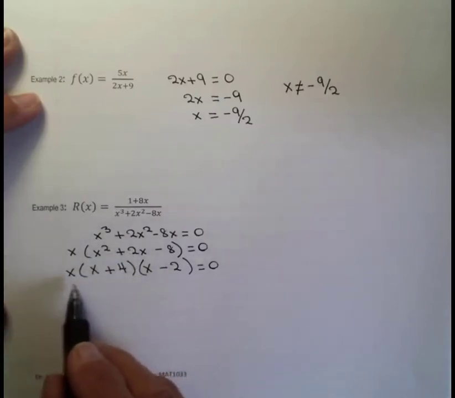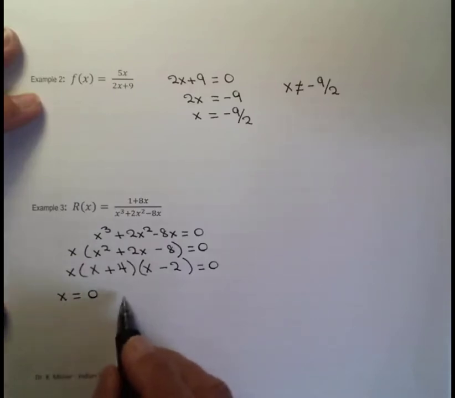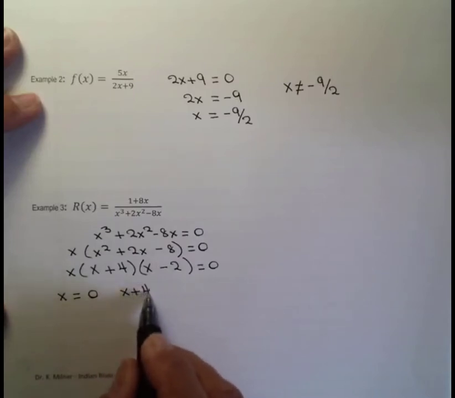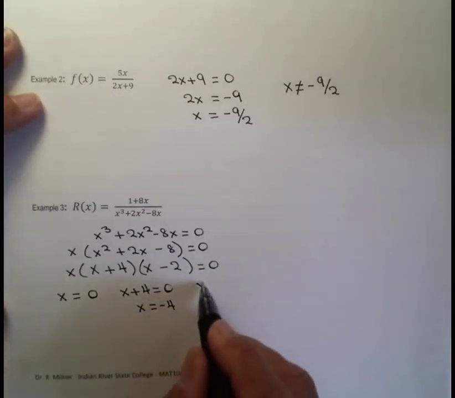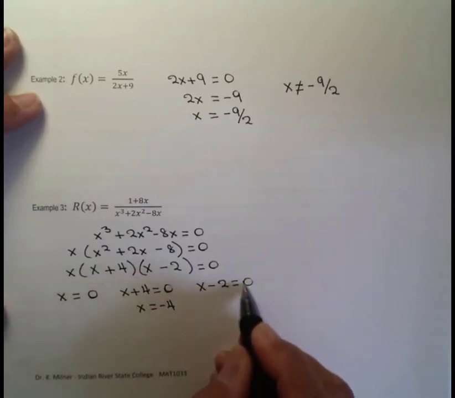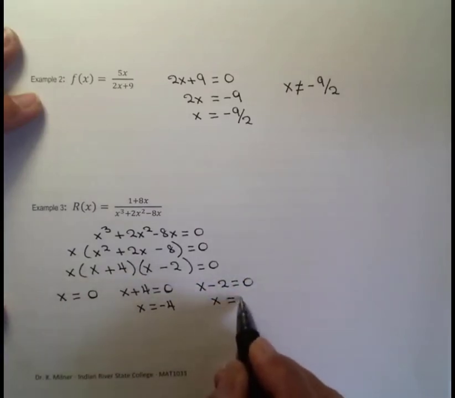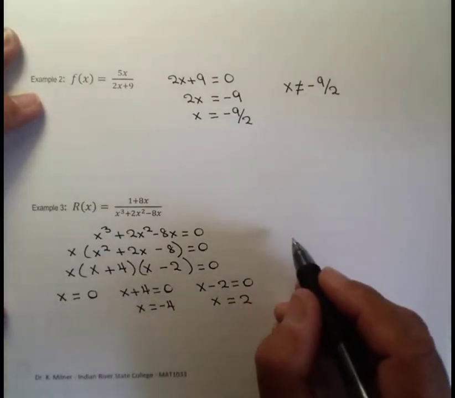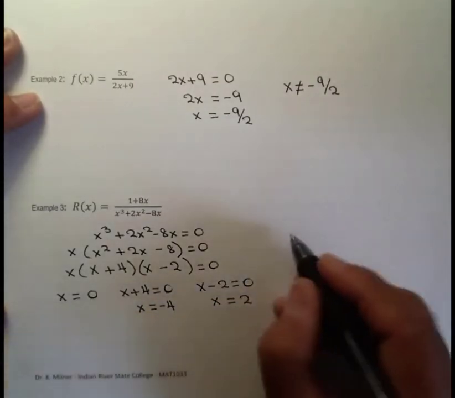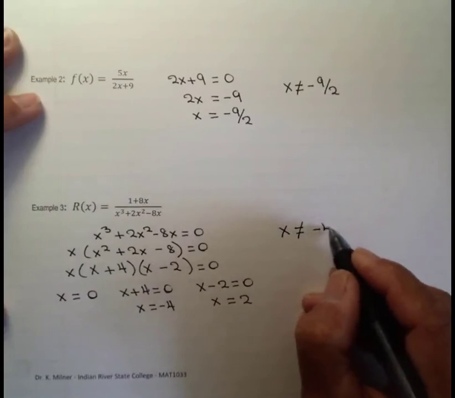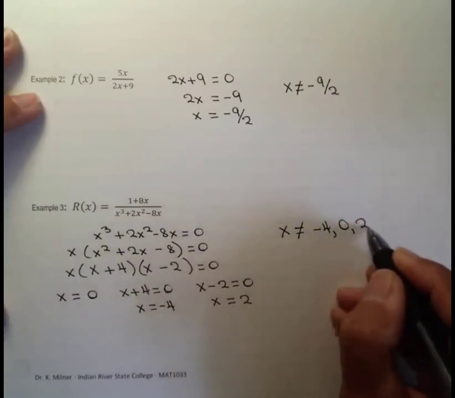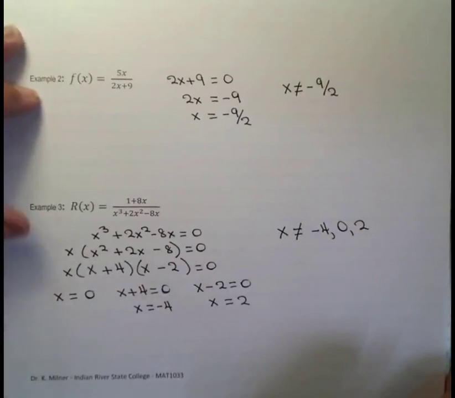So here I have 1, 2, 3 possibilities. X cannot be 0, right? What else can x not be? I set them all to 0 and solve to find out. And I'll subtract 4 from both sides here. And I find negative 4. For the third one, I'll add 2 to both sides. And there's my 3 possible problems. If x was 0, negative 4, or 2, I would have division by 0. So negative 4 is the smallest one. 0 and 2, I'll write them in ascending order.